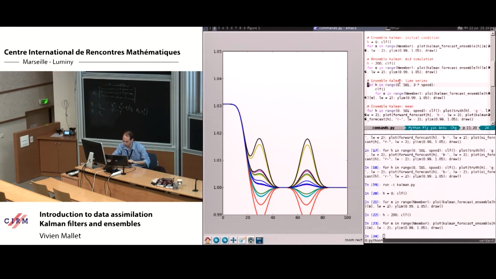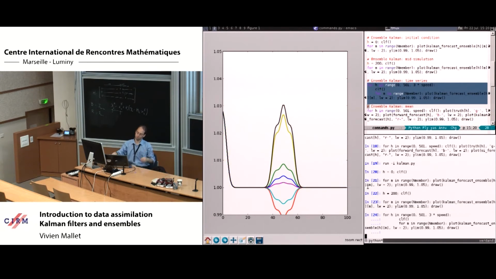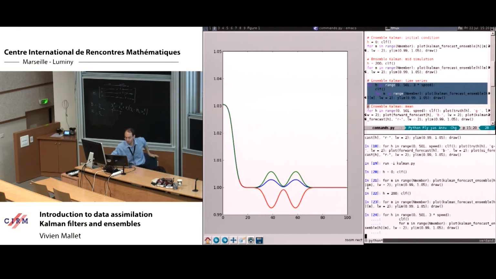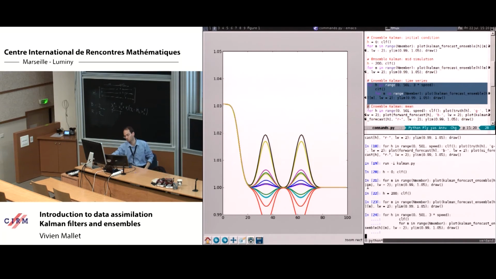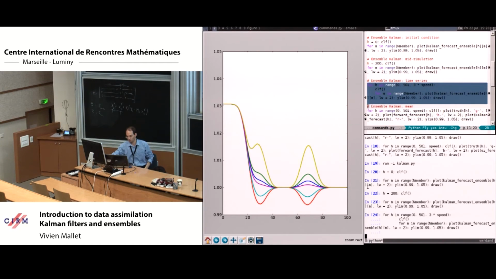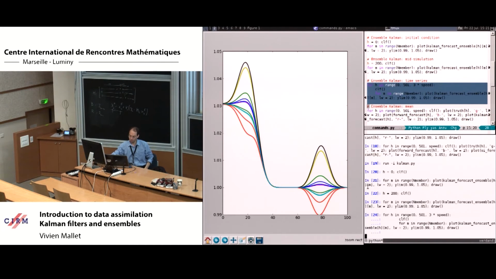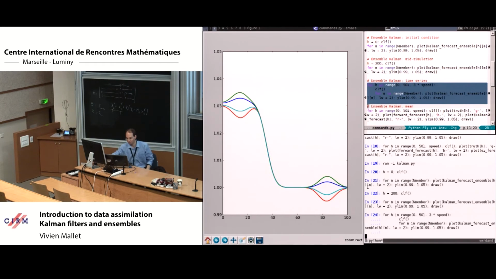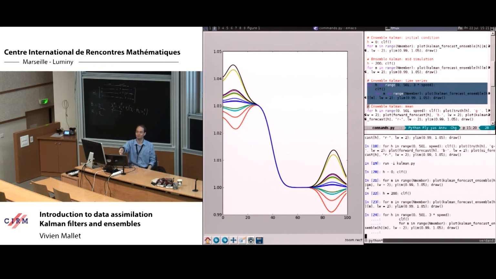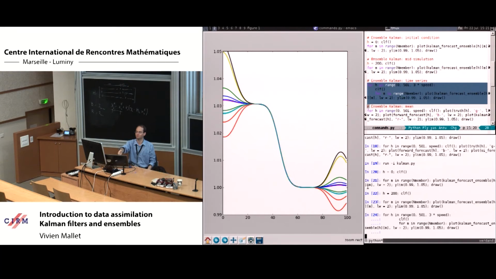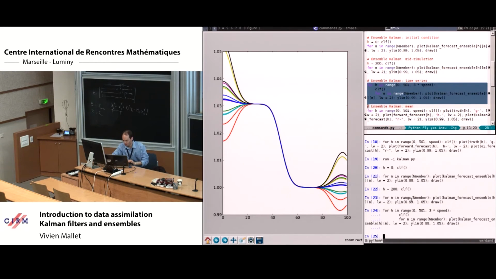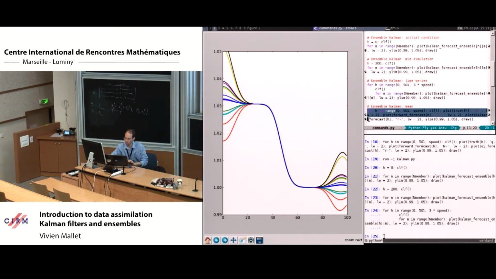I can show you in time. Yeah, so in time you start from this. It's a bit slow to display, but you can see that you have these two waves for the 15 members. Okay, and this is the sample of our uncertainty, and it is with this that we compute our empirical error variance. So let's have a look at the mean, how it goes.